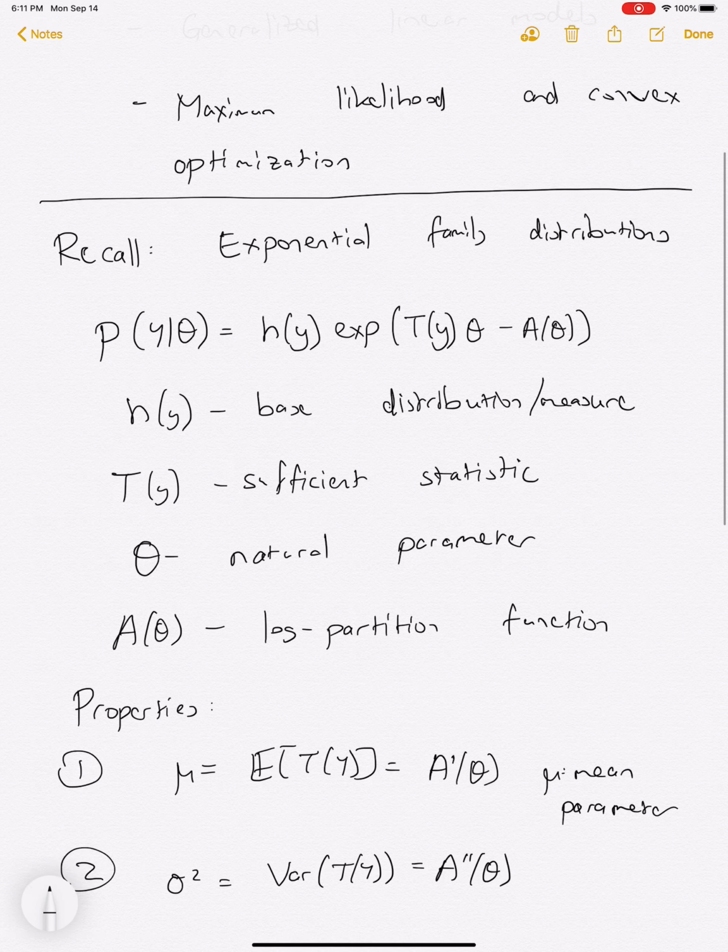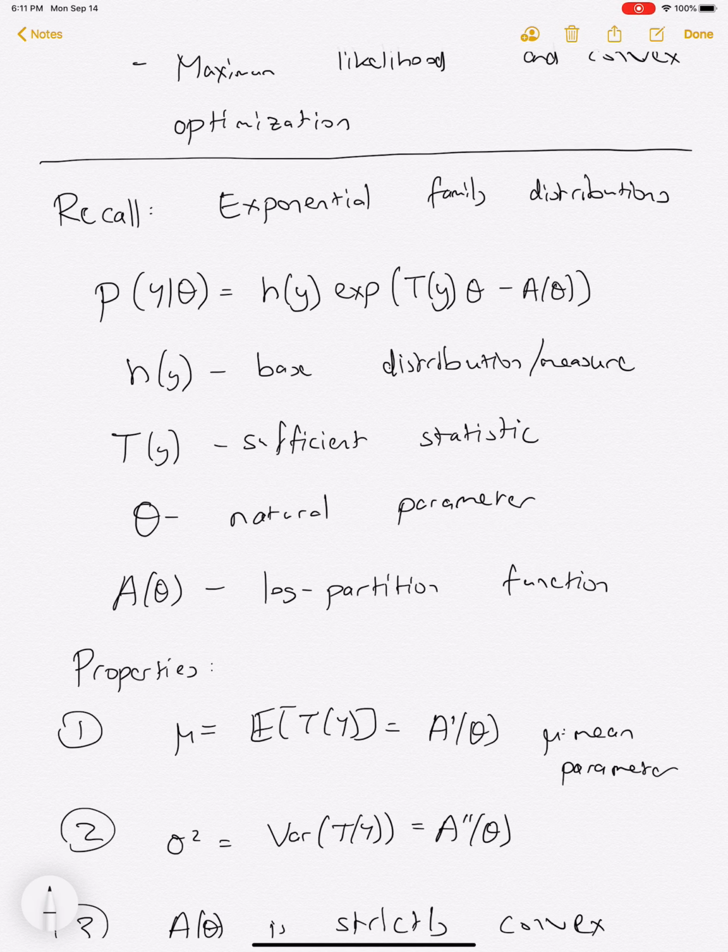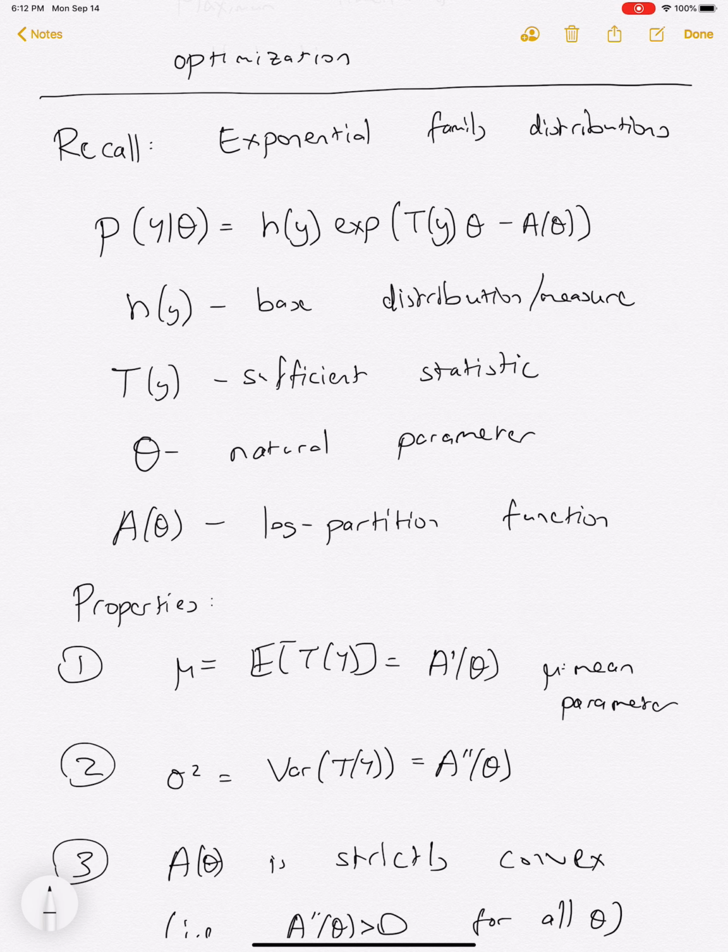So just as a reminder of exponential family distributions: remember that exponential family distributions are distributions that have this form. There's y, which is the random variable and the main argument of the distribution, and theta is your parameter of interest, in particular the natural parameter. We talked about the connection between natural and mean parameters in the previous lecture. Here we're specifically referring to the natural parameter because that's what we're going to use to define generalized linear models.